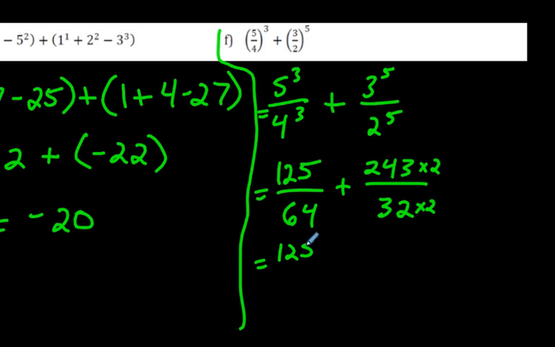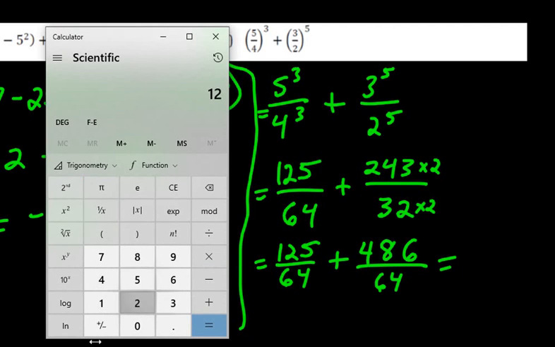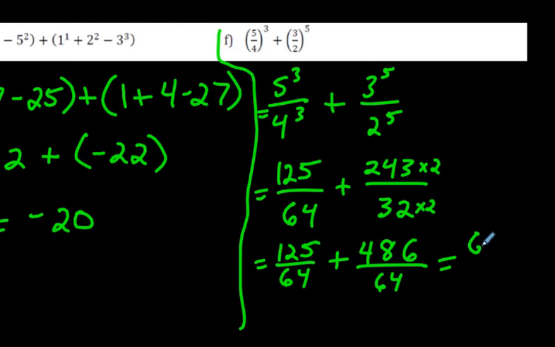We have 125 over 64 plus 243 times 2. Let's do that in our heads here. 6, 8, it'd be 486 over 64. Now let's add that up. So I'm going to try and speed things up. 125 plus 486 is 611. Wow. Over 64. Can we reduce this? I'm not sure. It doesn't look like it. You might be able to. No, I don't think so.